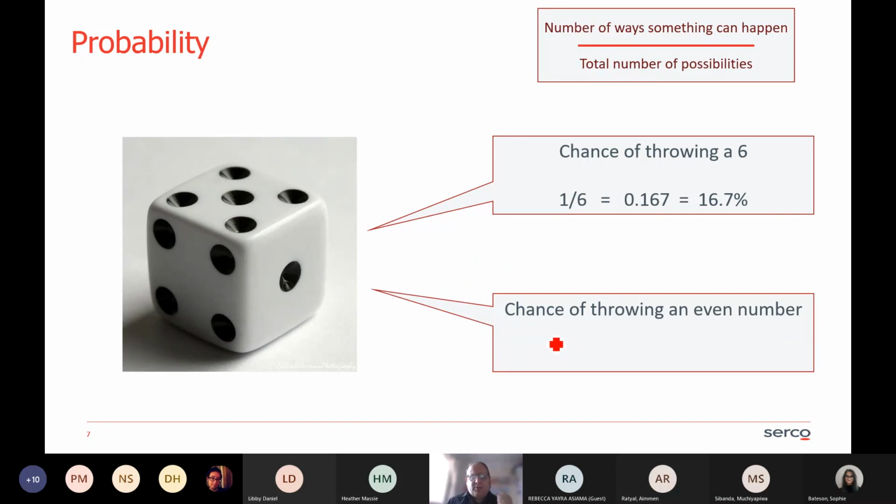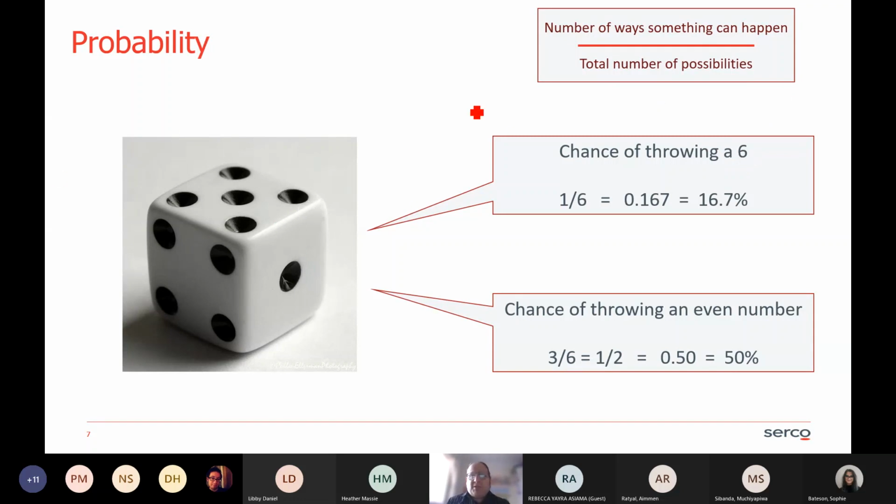Another question I could look at is, what's the chance of throwing an even number? Well, on a dice, there's 2, there's 4, and there's 6. So there are 3 even numbers. And obviously out of the total number of 6, there's still 6 numbers on a dice. So throwing an even number is 3 over 6. And again, if you've done any fractions work, you'll know that that can be simplified to the same as a half. And that is the same as 0.5 or 50%. And again, any of those would be fine, but I'll tend to use fractions more so.